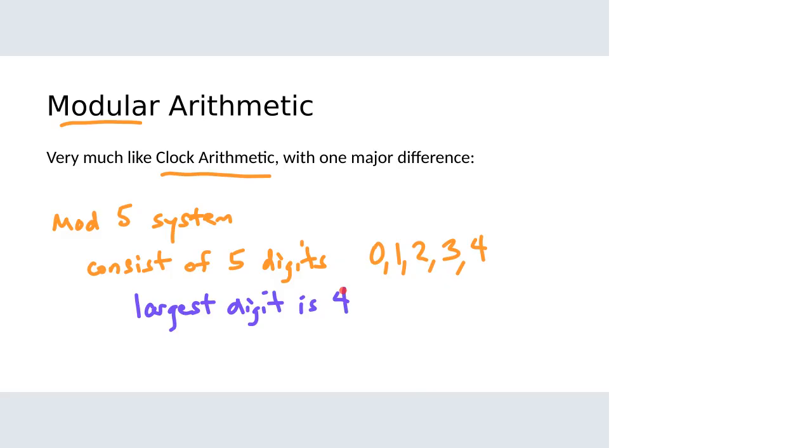This exactly parallels our base 10 system, just to sort of show that parallel. In a base 10 system, we have 10 digits. We have 0 and 1 through 9. The largest digit is 9. The largest single individual digit in our base 10 system is 9. When we're working in a mod system, it's very much like our base 10 system in that mod 5 means there's 5 digits. These are those digits, and the largest digit is a 4.